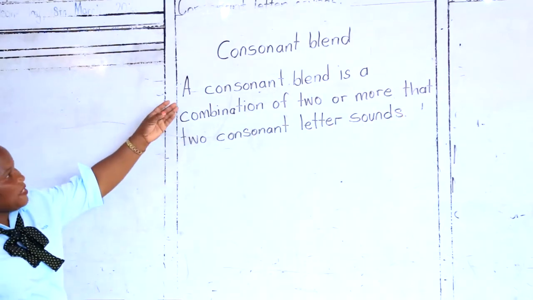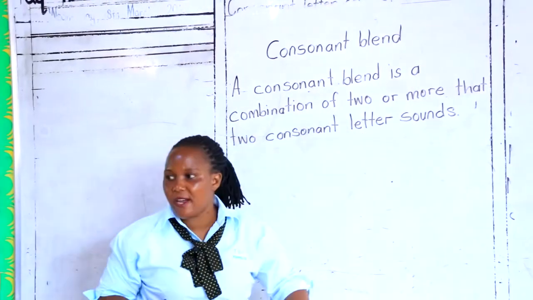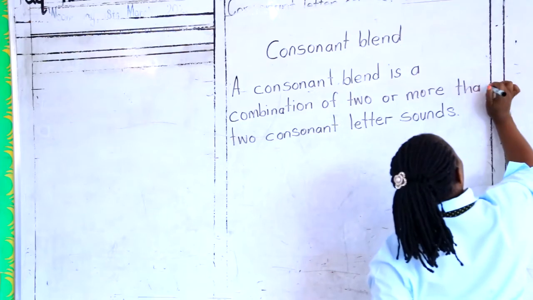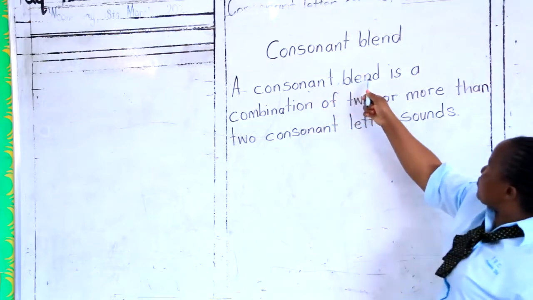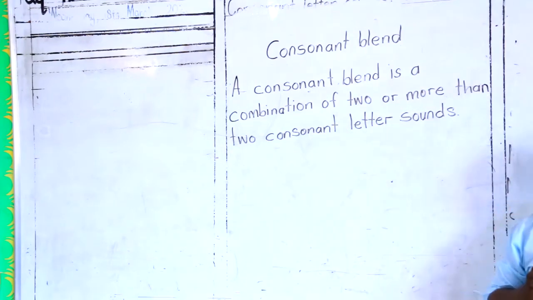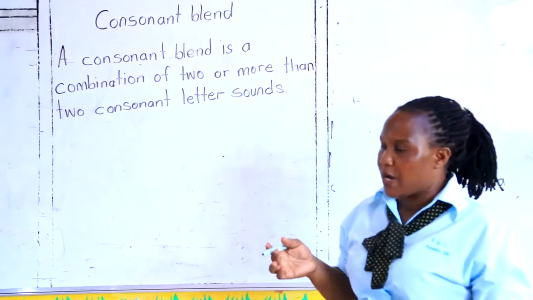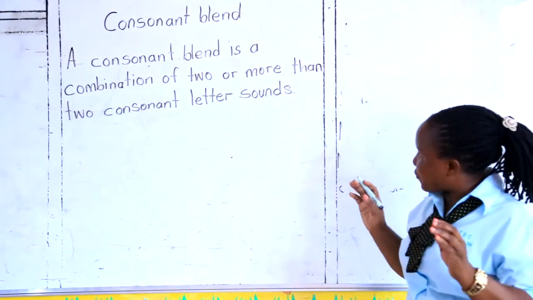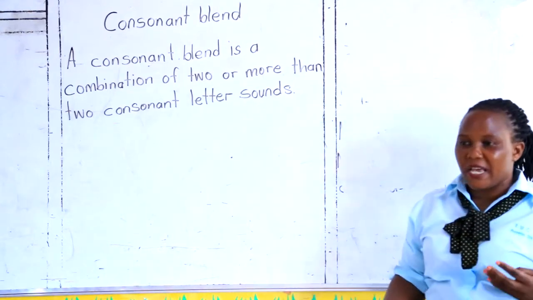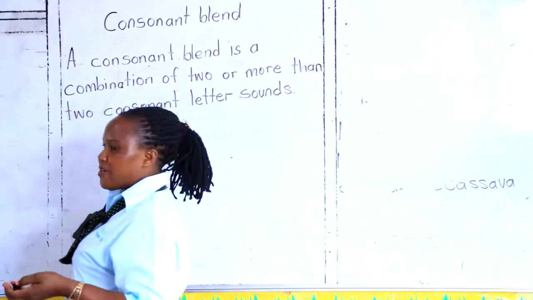A consonant blend is a combination of two or more than two consonant letter sounds. Remember we said that consonant letters cannot talk. These letters, we looked at them and we saw them. They cannot talk. But if you hear someone saying a consonant blend, it means a combination of two or more than two consonant letter sounds.